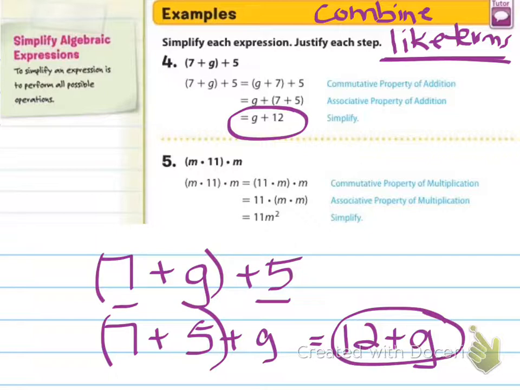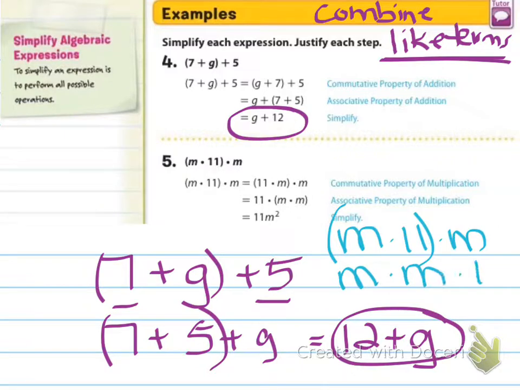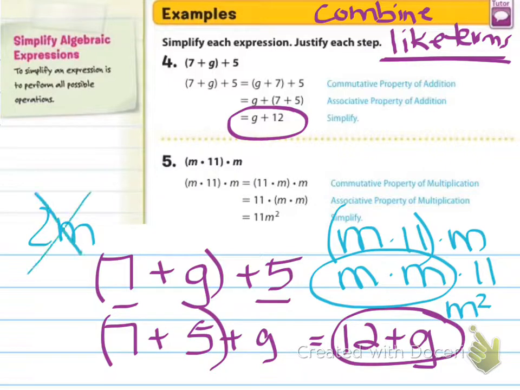For this one, I like that they showed this. m times 11 times m, my like terms are my m's. So I'm going to change my order, and instead of m times 11 times m, I'm going to say, okay, how about m times m times 11? And I can put together my two m's. And now when you multiply the same number twice, that's the same as squaring it. Not saying 2 times m. That wouldn't be right. m times m equals m squared.